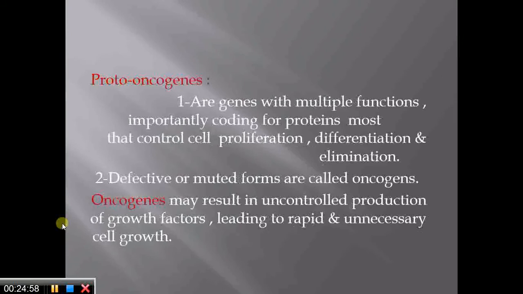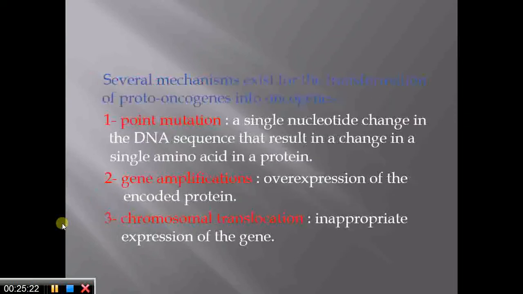Proto-oncogenes. Proto-oncogenes are genes with multiple functions, most importantly coding for proteins that control cell proliferation, differentiation, and elimination. Defective or mutated forms of proto-oncogenes are called oncogenes. Oncogenes may result in uncontrolled production of growth factors, leading to rapid and unnecessary cell growth. Several mechanisms exist for the transformation of proto-oncogenes into oncogenes.